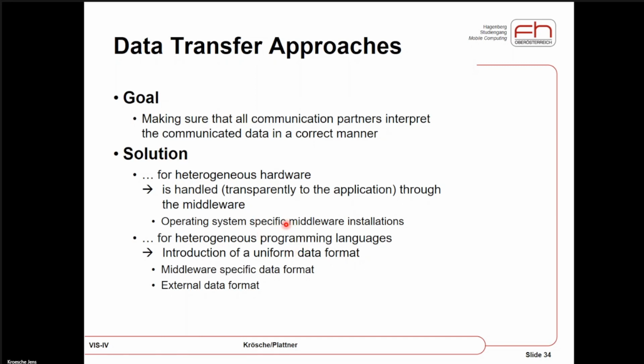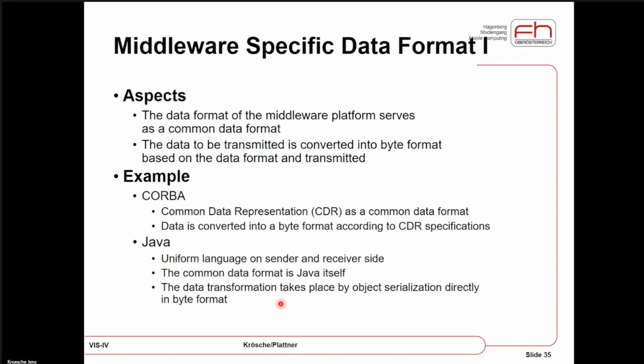So sometimes we use a specific middleware installation, and sometimes we have middleware specific data formats, or even better, something that isn't restricted to one platform at all, which is wide open, which is really open. And this is, of course, something that is really nice. So what kind of middleware specific data formats could be of interest?